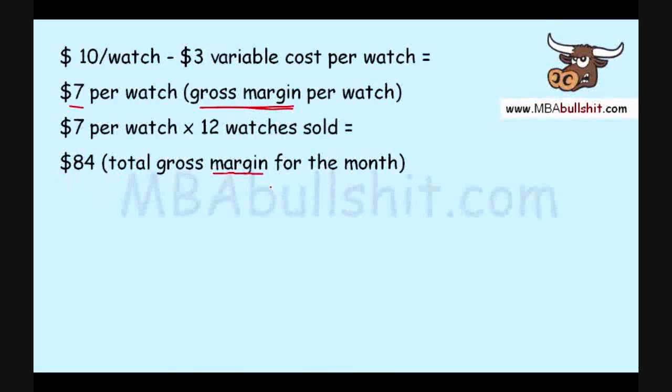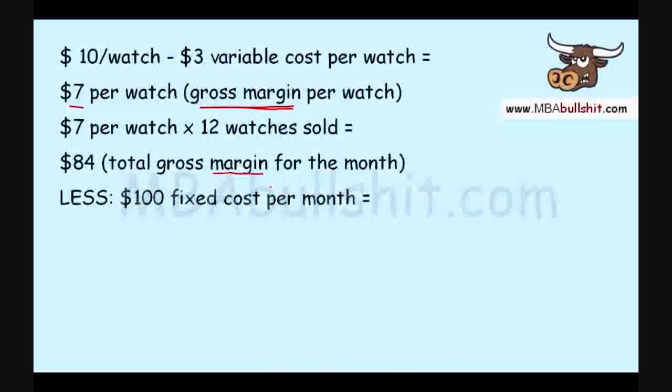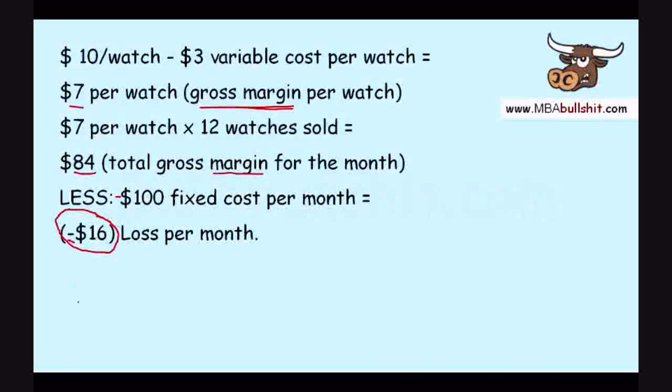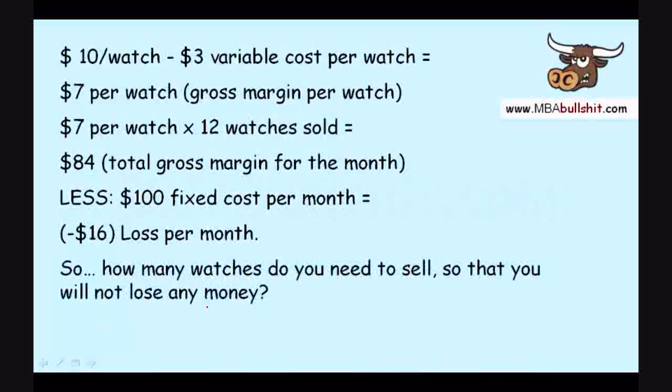You have to subtract the fixed costs. So less the fixed costs of $100 per month, as you remember from the last slide, and you make a loss of $16. $84 minus $100 equals negative $16. It's negative, so that means you lose money. So the important question is, how many watches do you need to sell so that you will not lose any money, so that you will at least break even?